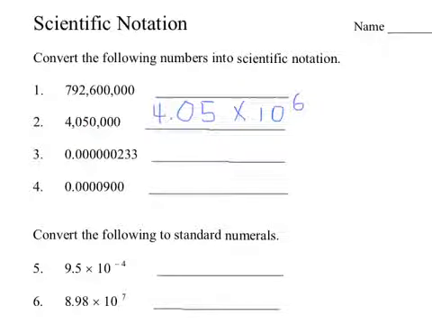Now let's try number 3, where we are moving the decimal the other way. So in this case, I want to move the decimal from here until it's right behind the 2. That means I'm going to be moving it 1, 2, 3, 4, 5, 6, 7 times. But since this number here is less than 1, it's going to be to a negative 7th power. So I would record this as 2.33 times 10 to the negative 7th power.